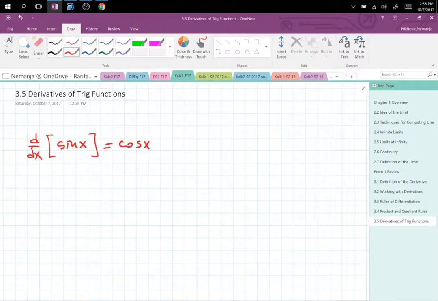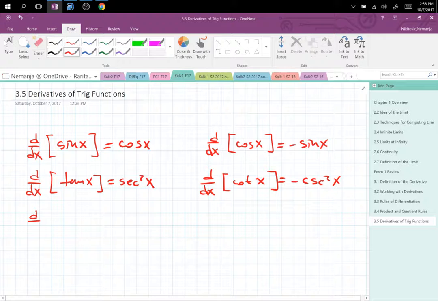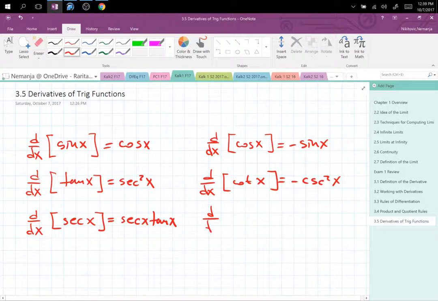is cosine x, and the derivative of cosine x is negative sine x, and the derivative of tangent x is secant squared x, and the derivative of cotangent x is negative cosecant squared x, and the derivative of secant x is secant x tangent x, and the derivative of cosecant x is negative cosecant x cotangent x.